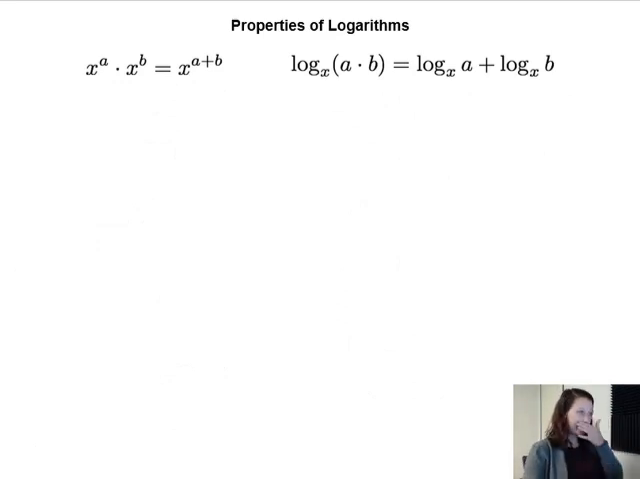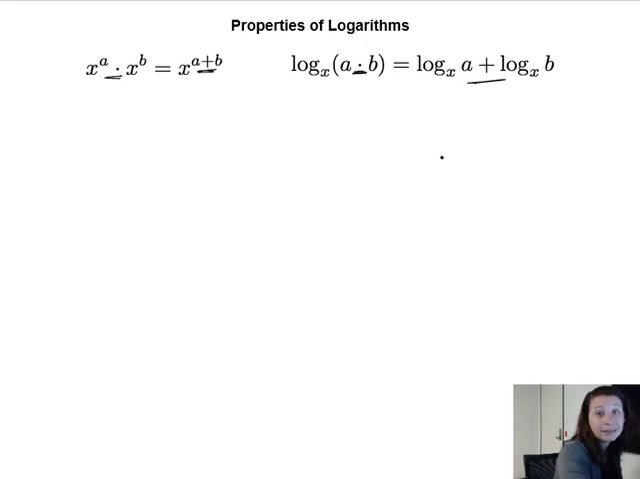So this first one relates back to the multiplication exponential rule, where you multiply same base, right? Different exponents or same exponent, doesn't really matter, but just same base. You multiply and you add the exponents, right? So remember, exponentials, which is what that was, and logarithms are inverses. So they should do the opposite, right? This one, the exponential rule is multiplying on the outside and adding on the inside, right? So we should do the opposite. We should multiply on the inside and add on the outside, right?